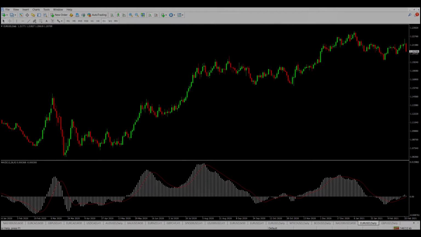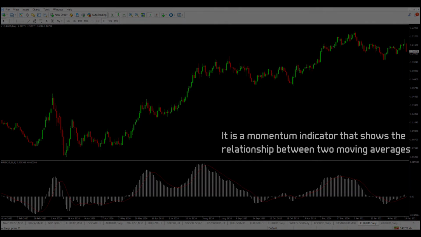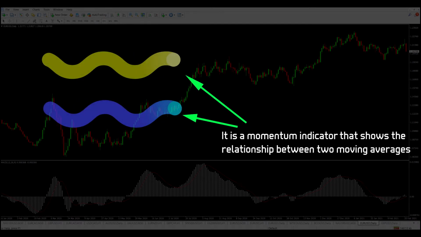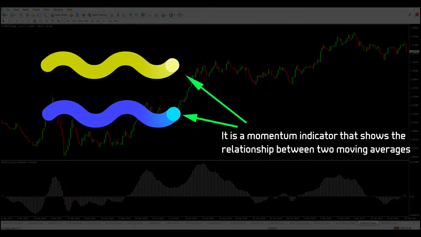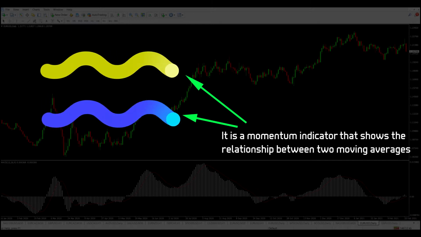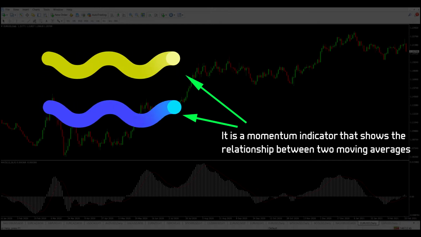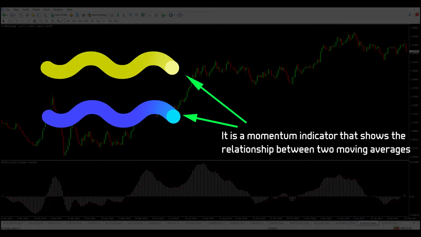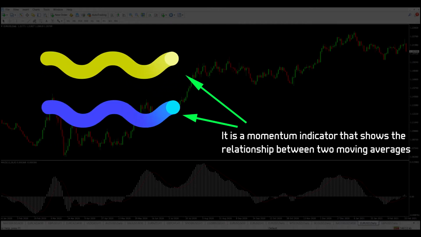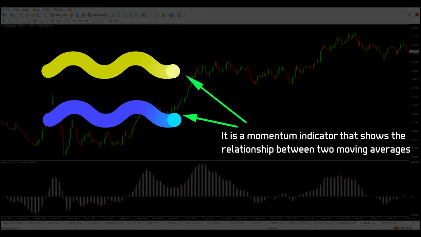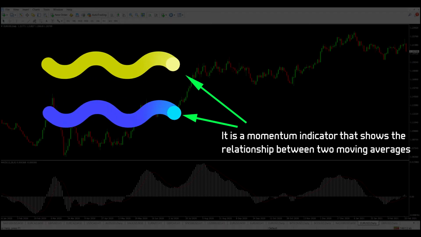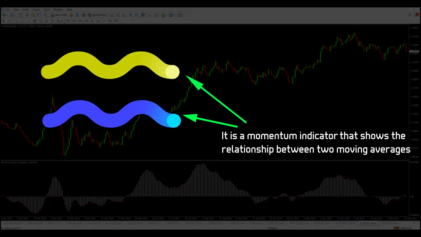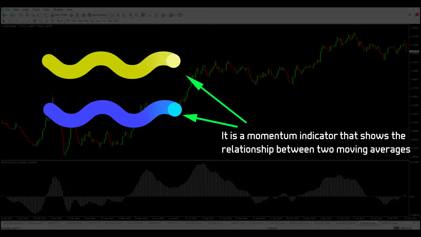MACD is one of the most popular indicators for Forex and stock trading. It is a momentum indicator that shows the relationship between two moving averages. MACD stands for Moving Average Convergence Divergence. A major reason traders are using MACD is to calculate divergence related to the price action in the market, which helps signal a trend reversal. It is an oscillator indicator like other common indicators such as RSI or stochastics.